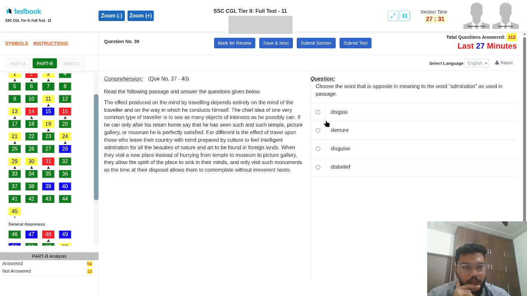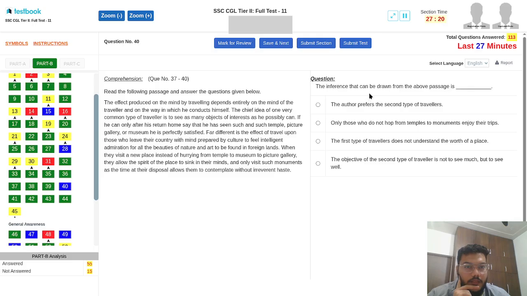Admiration, disgust. I admire you. Disguise नहीं आएगा, disbelief नहीं आएगा, demure नहीं आएगा, disgust आएगा. Evidence that can be from the book is the author of the second report travelers.